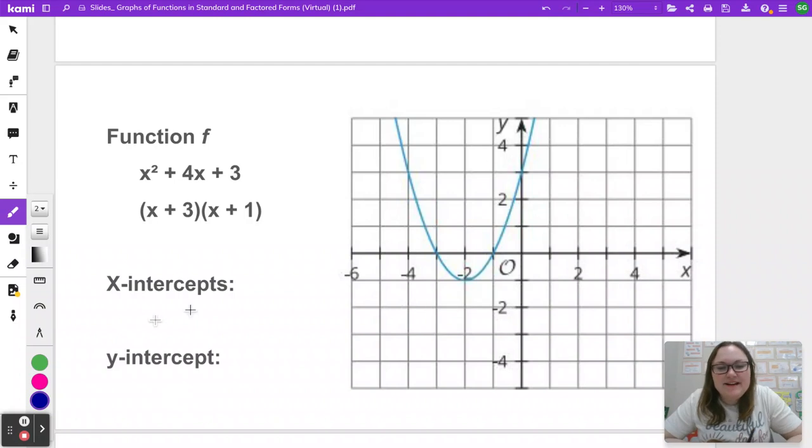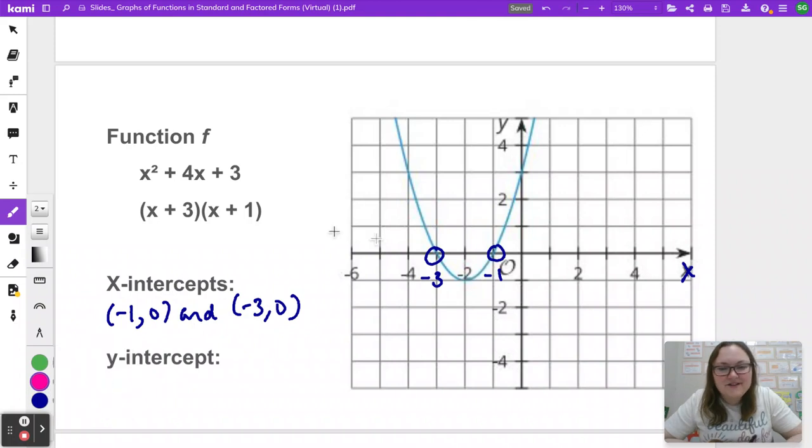For this function over here, our x-intercepts, remember you can always find them on the x-axis. It's where that blue line and the x-axis cross, and so that's going to be here and here at -1 and -3. So our x-intercepts are going to be at (-1, 0) and (-3, 0).